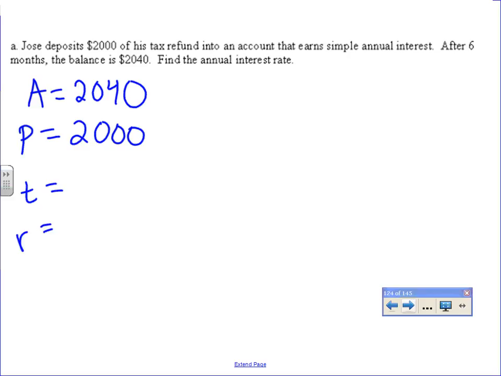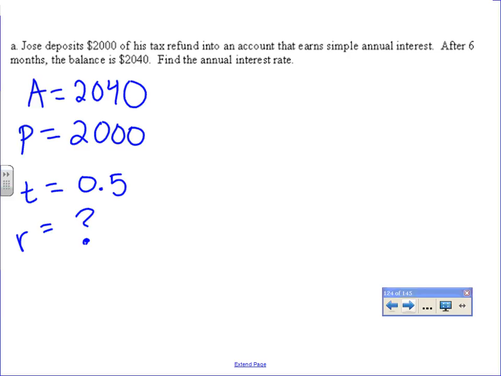What is T in this problem? I want you guys to tell me that. What's T? Good. How did you get that? Good job. It's 6 months, so make sure you convert 6 months to years. That's half a year. What's R? Good. Question mark. We need to find R. We don't know. Stay with me because last year they got a little bit confused on this.